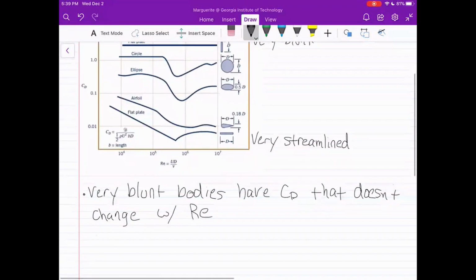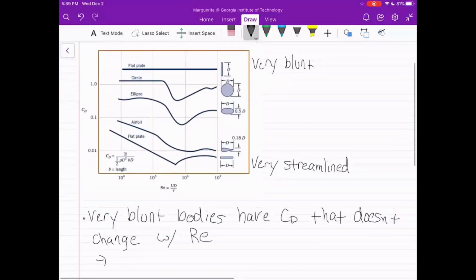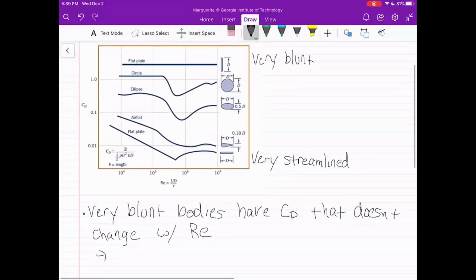And the reason for this is because when you're that blunt, the flow will always separate, no matter how fast you're going or how big your plate is. It's always going to separate. So you're always going to have that crazy pressure differential, and then the shear stress is just negligible. So it's always going to be the same. It might change a very, very small amount, but nothing substantial. So this happens because it always separates.